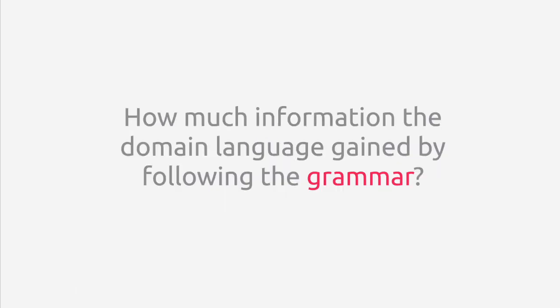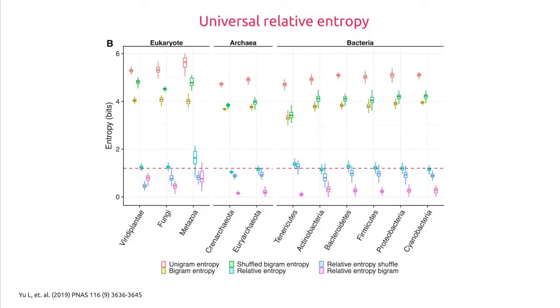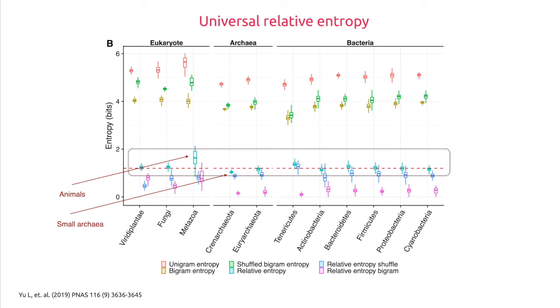So the first question we asked is this: how much information does the domain language gain by following the grammar? When we looked at the relative entropies, we found that except in animals and a small group of archaea, the relative entropy lies in a close range of around 1.2 bits. The phenomenon is very similar to the universal relative entropy as seen in the case of natural languages.